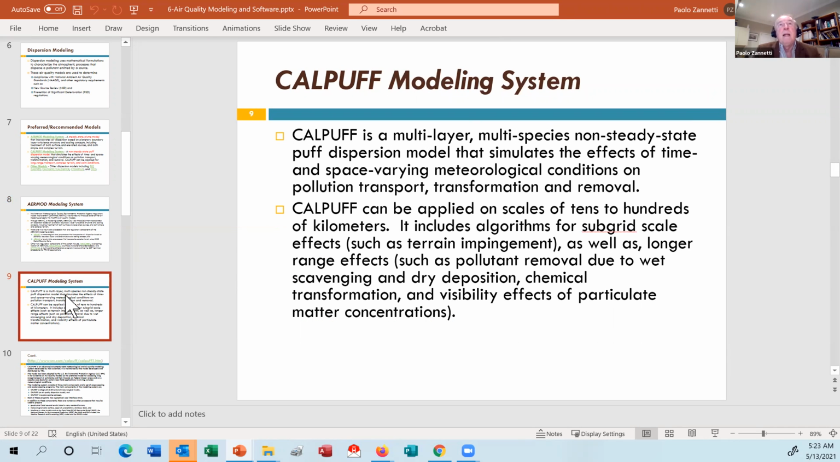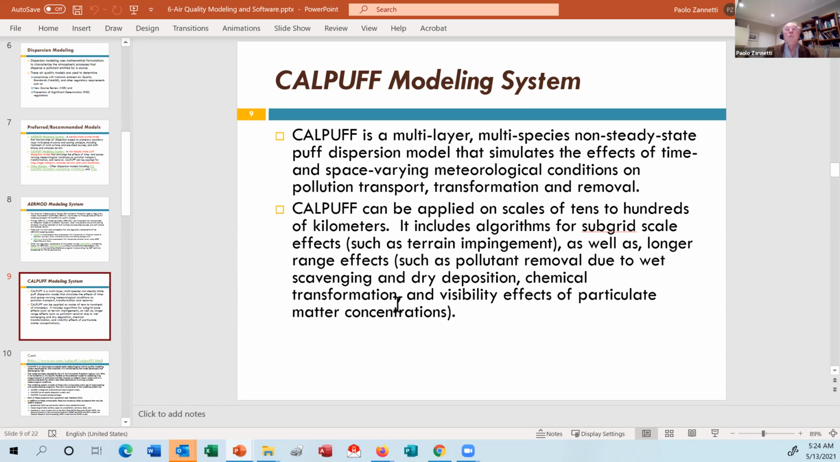CalPuff, again, is a dynamic, multi-layer, non-steady state puff dispersion model. You can have a new puff every 5 minutes. So if you have emissions that change every 5 minutes, you can handle this time scale. With AERMOD, you only have a 1 hour time scale. Everything has to be a 1 hour average. With CalPuff, you can go down to 15 minutes or 5 minutes or even lower. So if you have intermittent emissions or time-varying emissions, CalPuff is able to handle that.